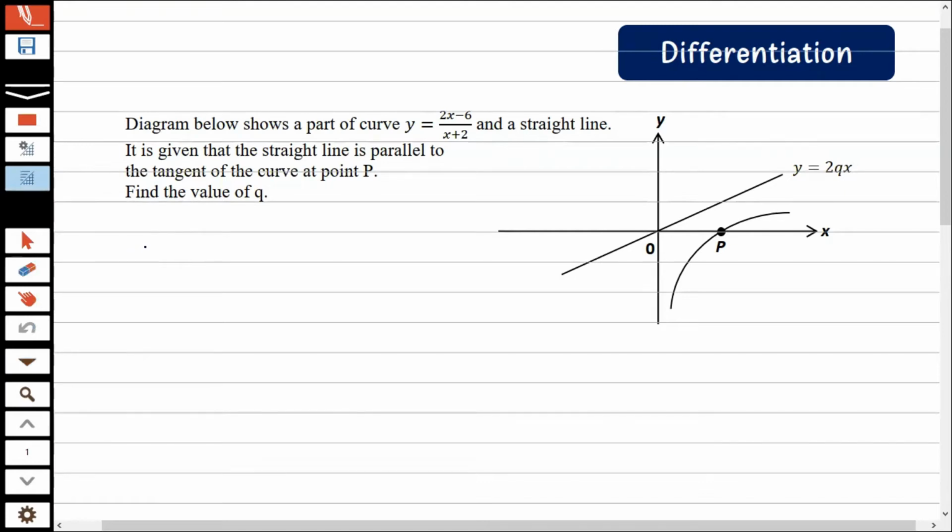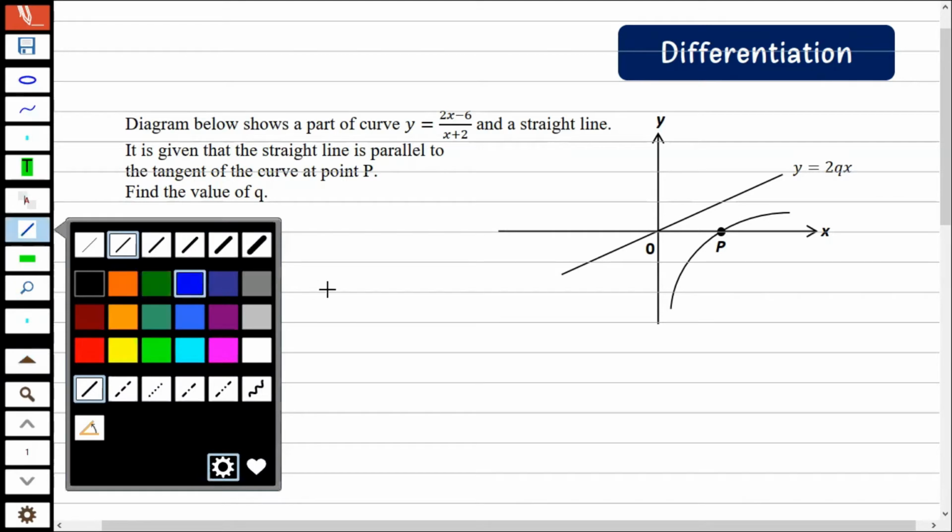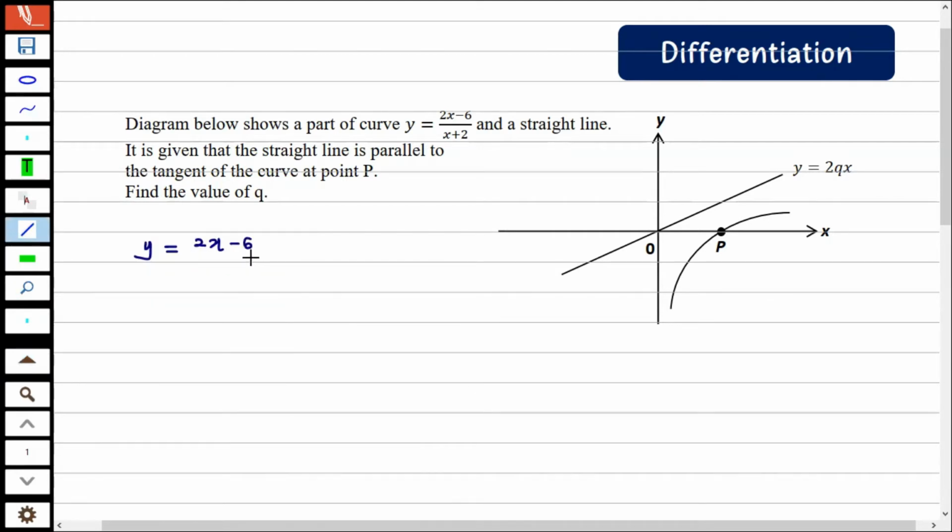So I'm going to do y equals 2x minus 6 over x plus 2, right? So still remember, this is going to be your u, and this bottom one is going to be your v. Understand? So I'm going to break them first. u is 2x minus 6.